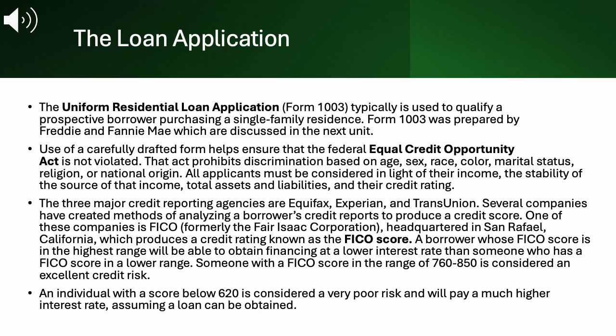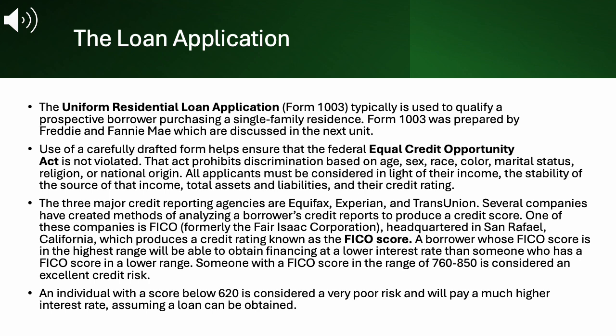The loan application. The Uniform Residential Loan Application Form 1003 typically is used to qualify a prospective borrower purchasing a single-family residence. Form 1003 was prepared by Freddie and Fannie Mae, which are discussed in the next unit. Use of a carefully drafted form helps ensure that the Federal Equal Credit Opportunity Act is not violated. That act prohibits discrimination based on age, sex, race, color, marital status, religion, or national origin. All applicants must be considered in light of their income, the stability of the source of that income, total assets and liabilities, and their credit rating.